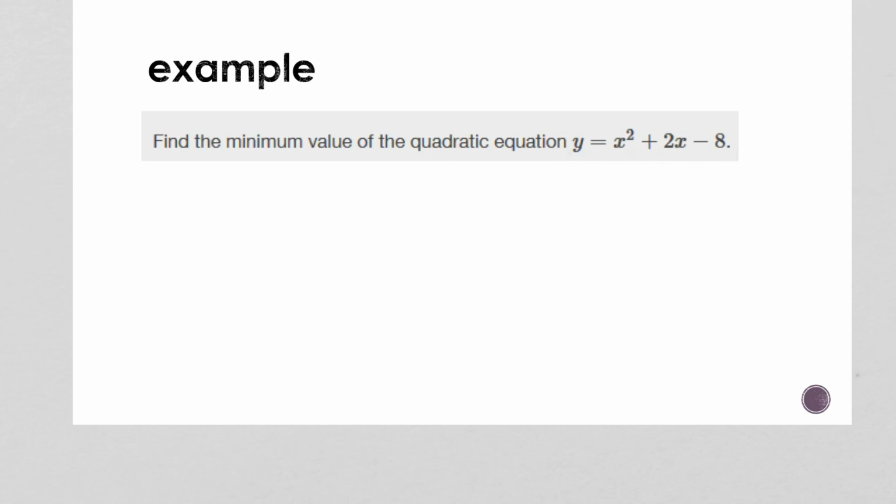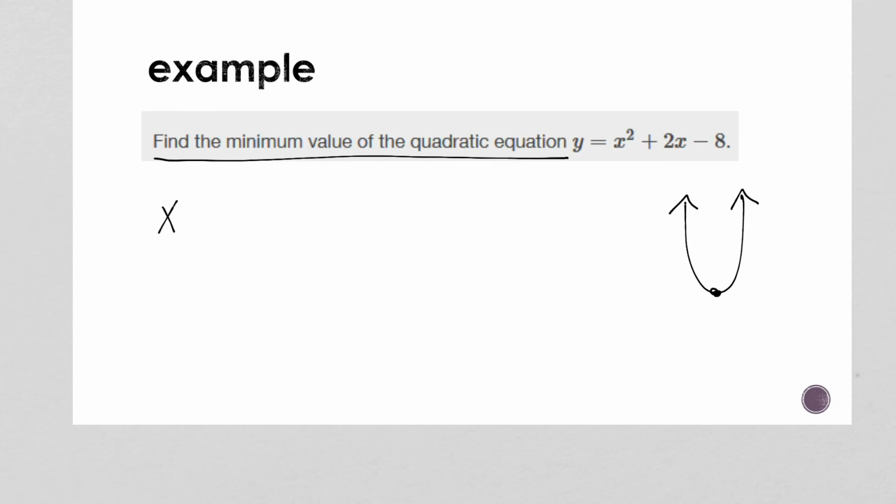Now, how do we know that we have a minimum? Well, I know that it opens upward because the number in front of the x squared is a positive 1, okay? So I know that it will open upward. So that means I will have a minimum value because the graph looks like that, okay? So what I'm looking for in this problem is the y-coordinate of the vertex, okay? First, you got to find the x-coordinate, though.